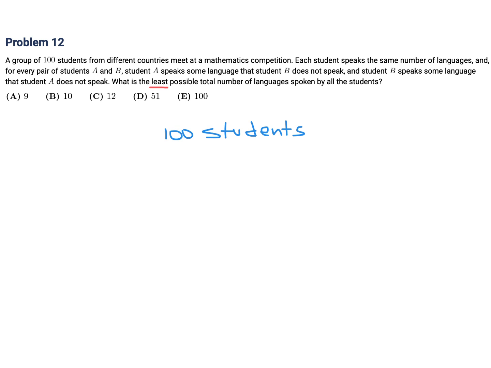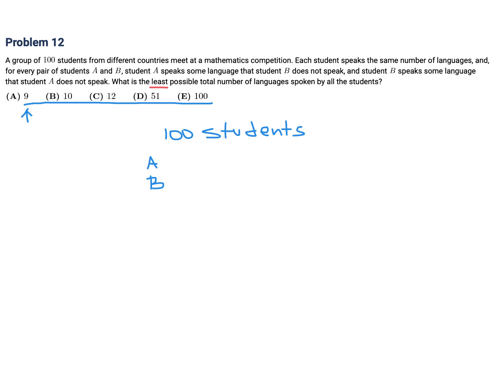For example, you have student A and you have student B, right? So we're going to have to probably use the answer choices here and see which one works. They want the least, so let's start with the least and see if we can make it work. And let me explain it with an example.